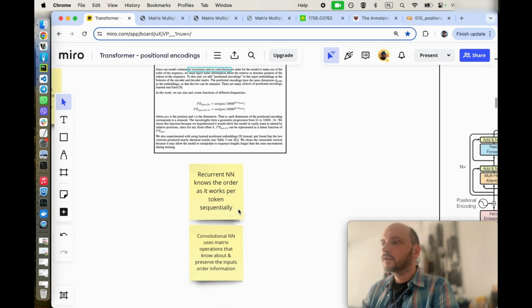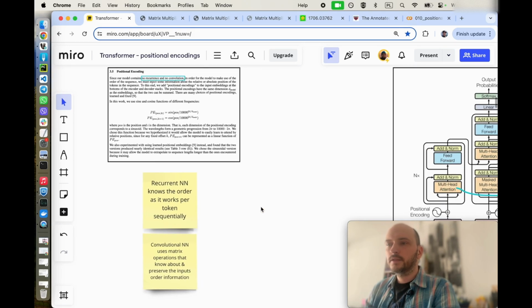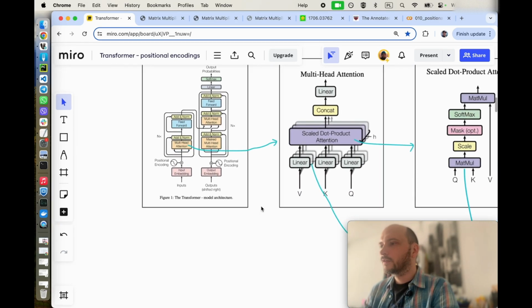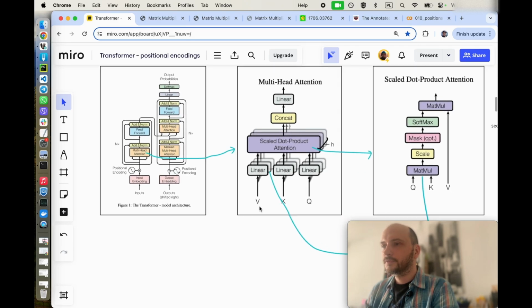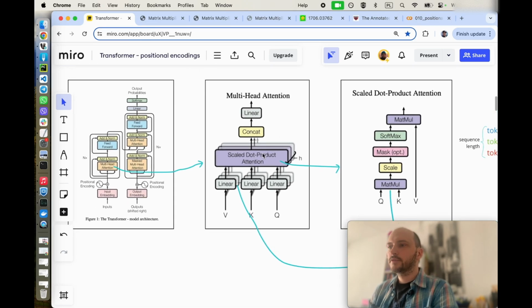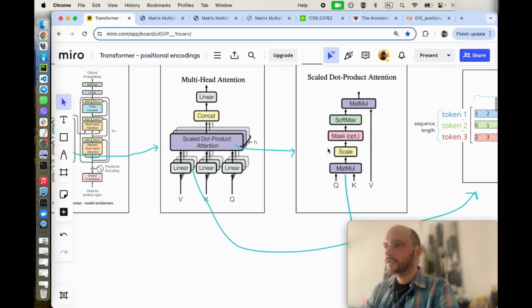But in the transformer we have matrix multiplication operations, and I was surprised by the fact that this matrix multiplication doesn't take care of the position information. So I want to show you how exactly it doesn't care about the position. So that's the general transformer architecture, and this multi-head attention block is presented here. These are screenshots from the original paper. And this scaled dot-product attention is present here.